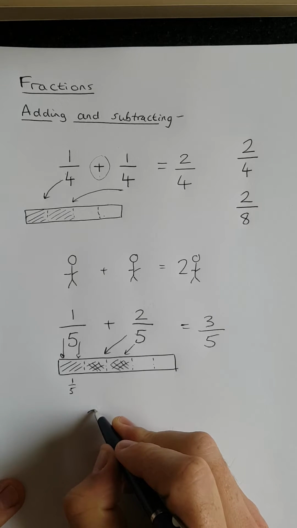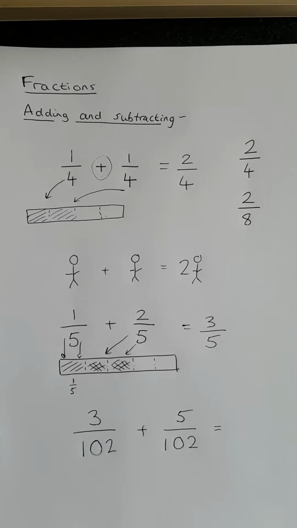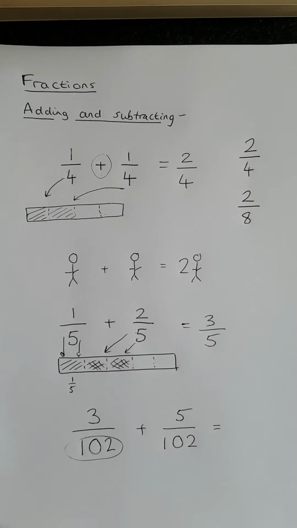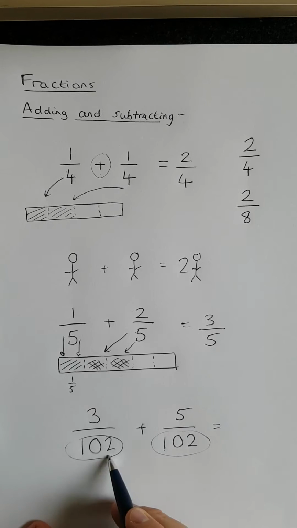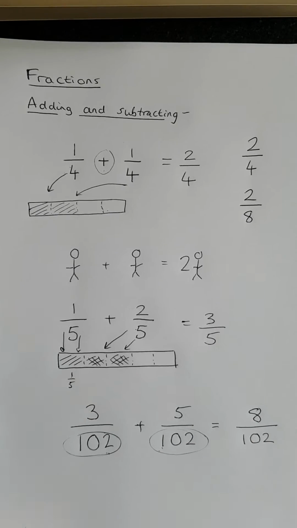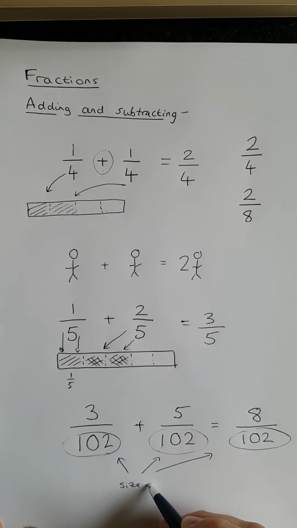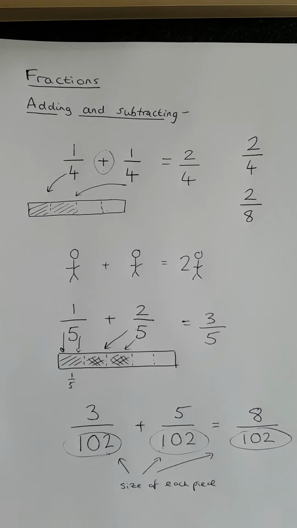Let's try another one. Look at both fractions. How many pieces make up one whole? Hopefully you can see that in both fractions it's 8 pieces that make up one whole. So 3 pieces that are this big, add another 5 pieces that are the same size. How many pieces have I got altogether? I've got 8 pieces that are that big, because the denominator is just telling us the size of each piece. And when our pieces are the same size, it's very easy to count them up.